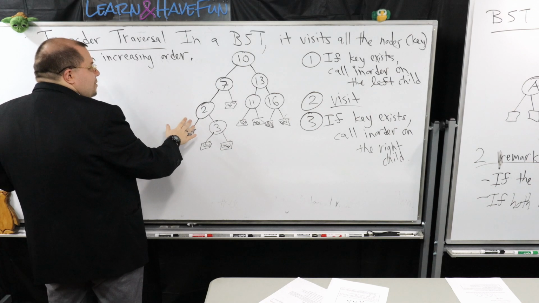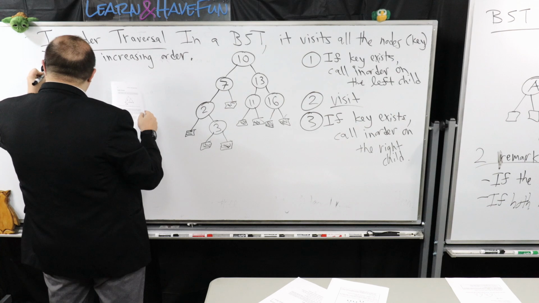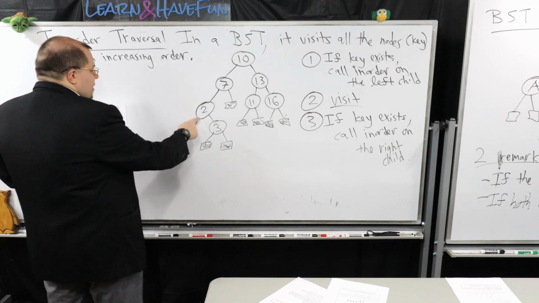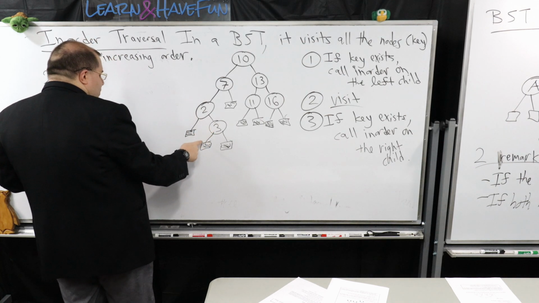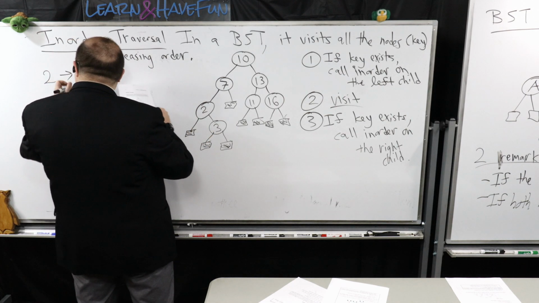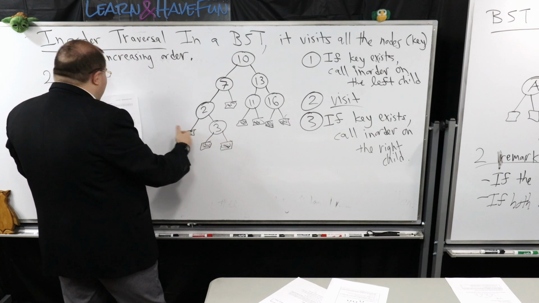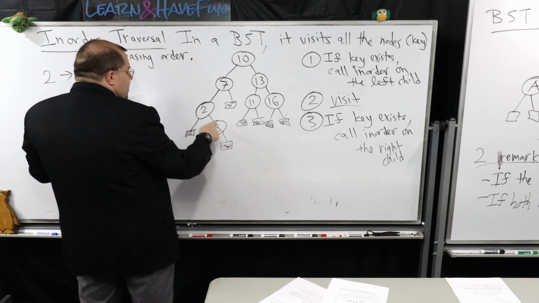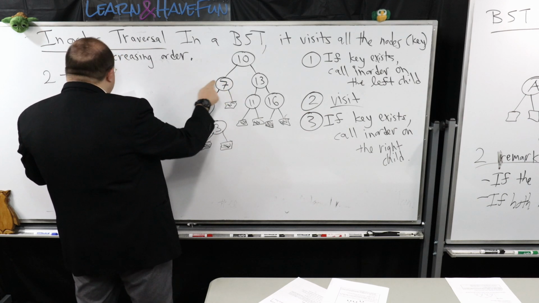Oh, wait, I can't go left because there's no key there, right? So I get 2. Then I visited myself, right? Then I go right. I go left. I visit myself. I don't have to go right because that's a leaf. Then I'm done with this one. I'm done here. I visit myself.